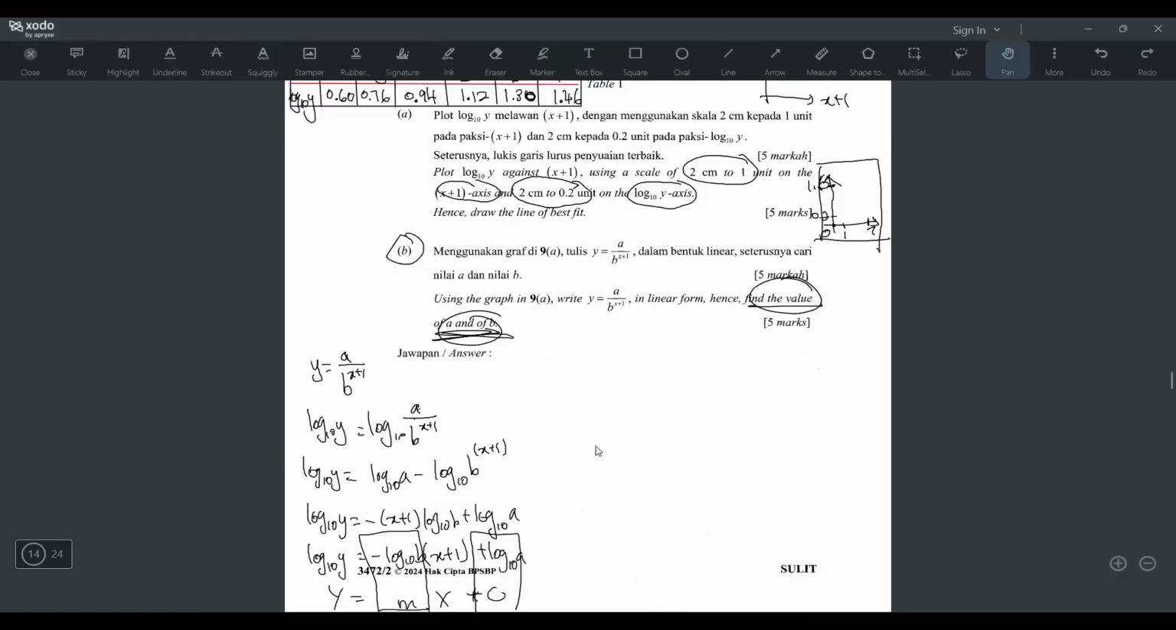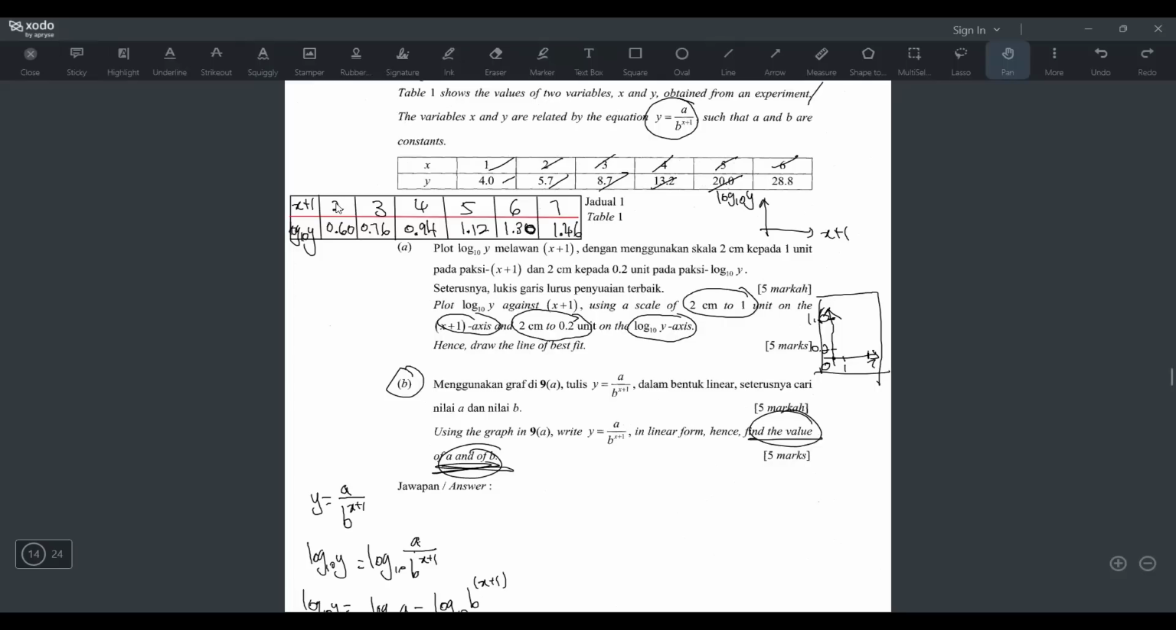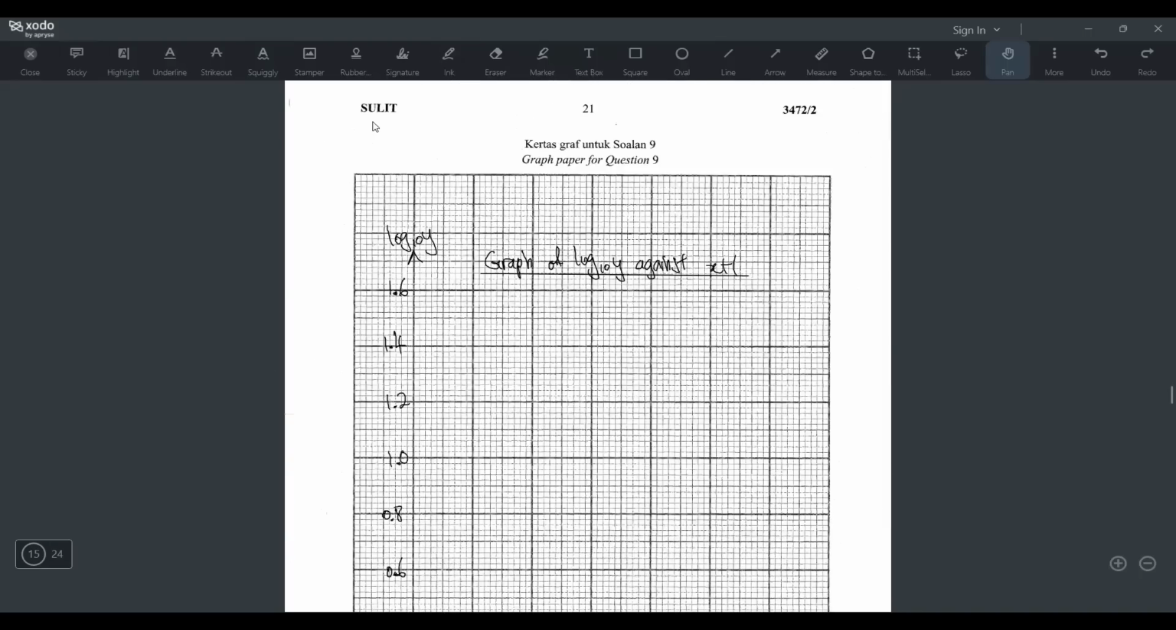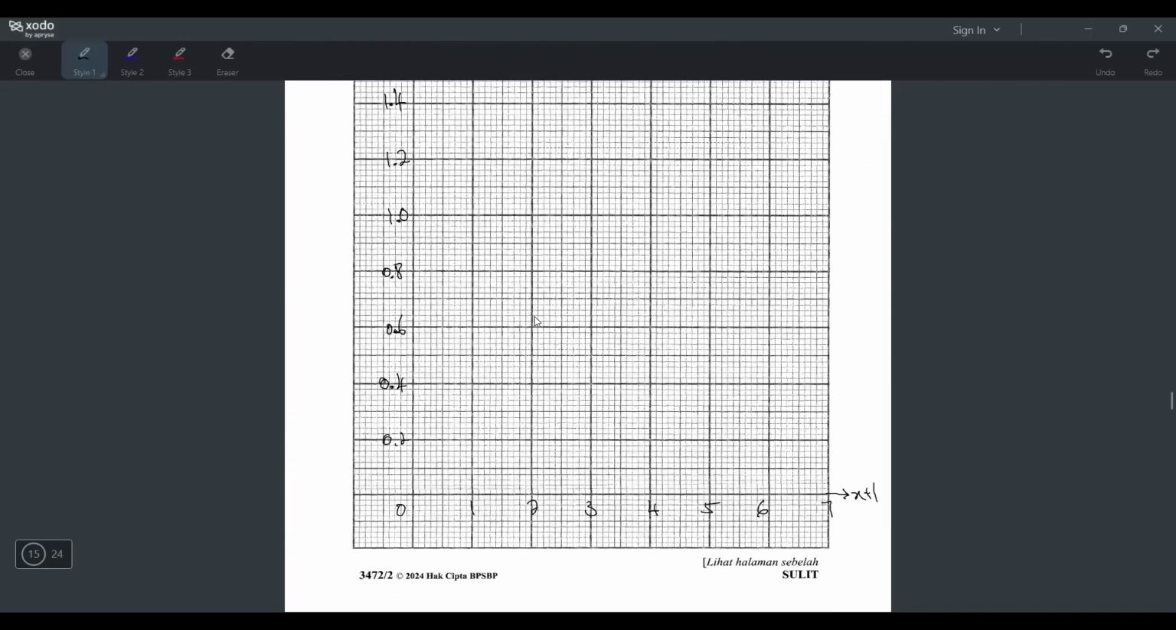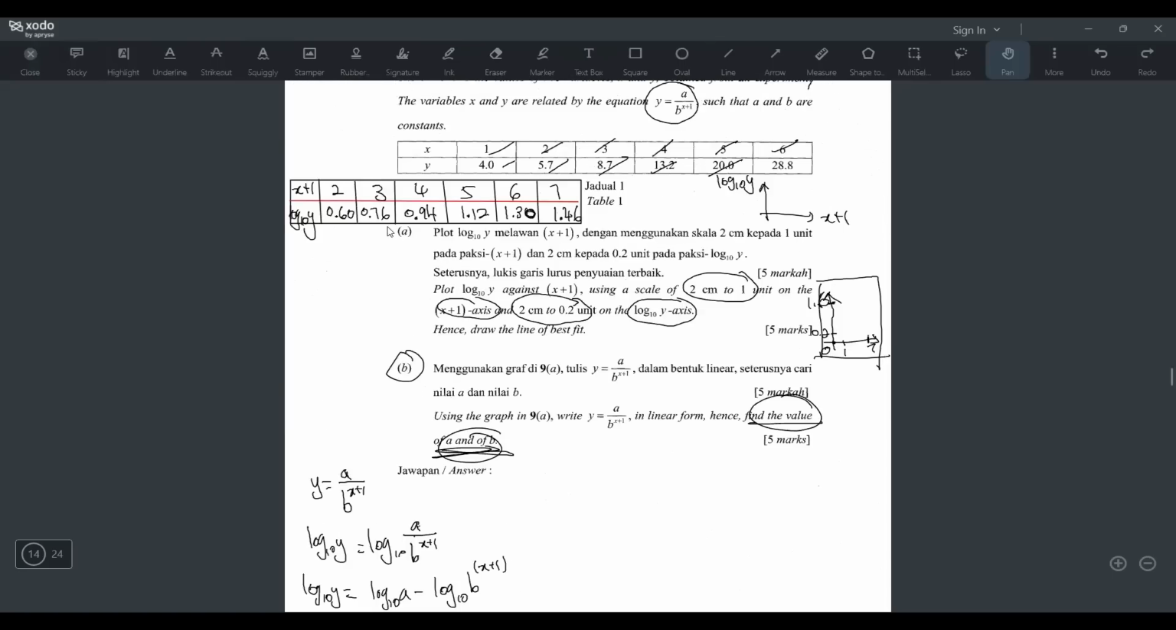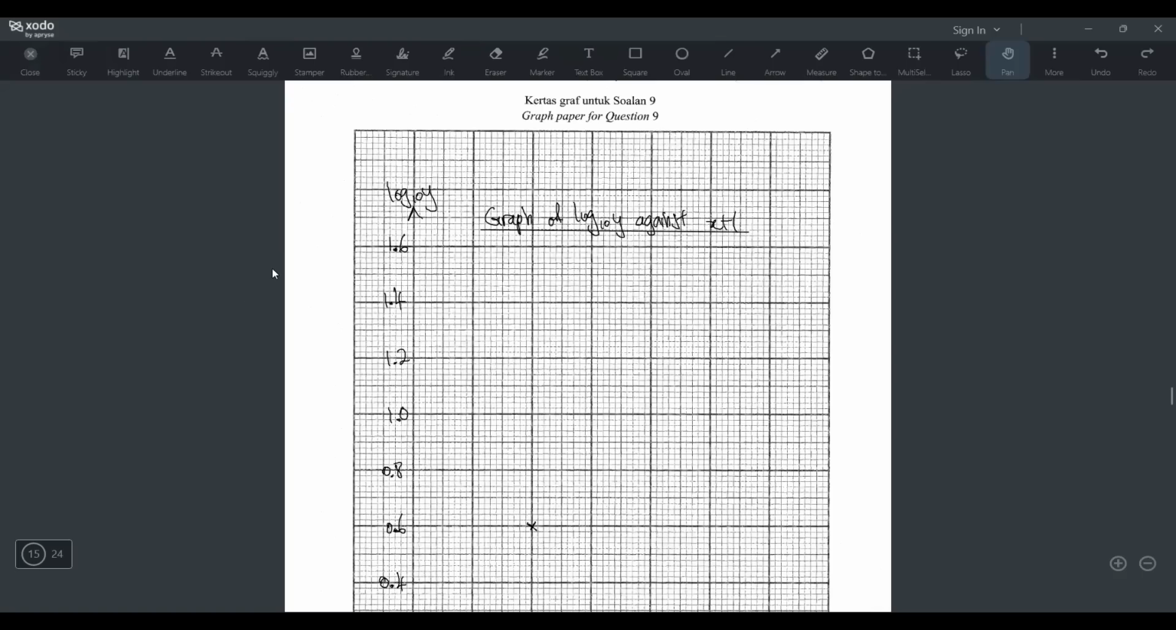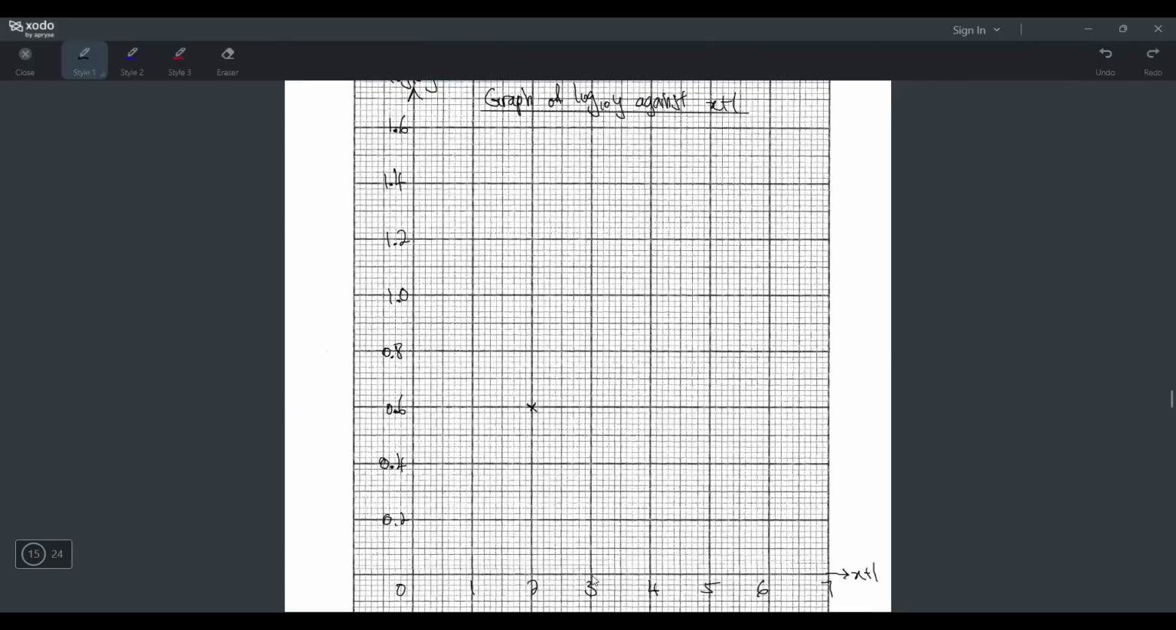Okay, what is the first point? Look at this table, 2, 0.6. So just go there and place 2, 0.6. Okay, done. This is the first point. Easy. Next one, 3, 0.76. Where is 3, 0.76? 3 is here.